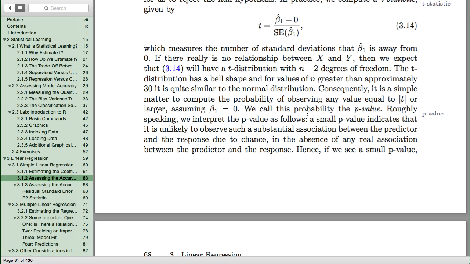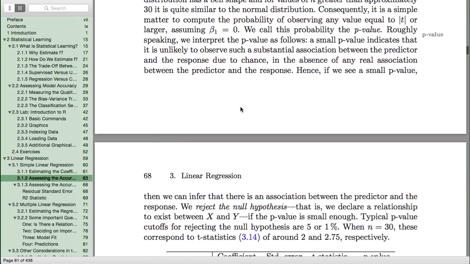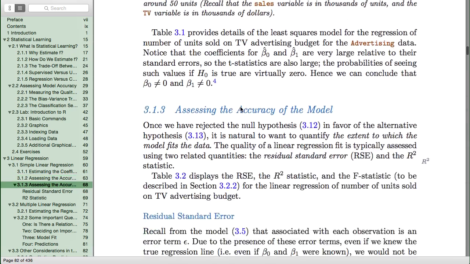The p-value is a probability, and it's the probability of observing a value equal to the absolute value of t or greater than the absolute value of t, assuming that beta 1 is equal to 0. The probability of observing this, in other words, if H naught is true. If you try to rephrase this in different ways, my experience with students is that when they try to rephrase the p-value to make it easier to express, they usually change the meaning of it. So try to understand it with the terminology here, difficult though that may be.